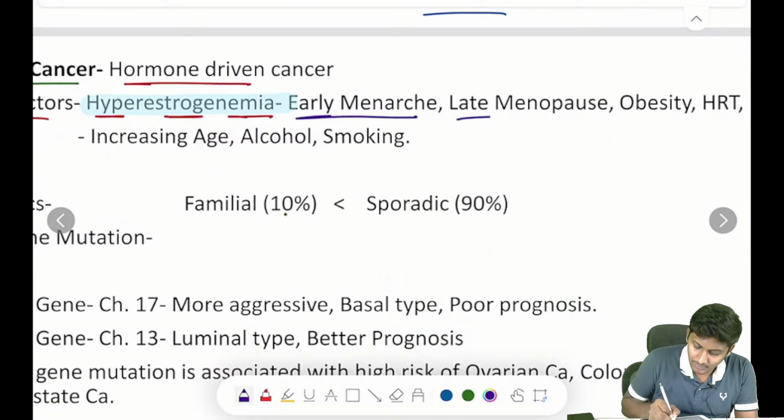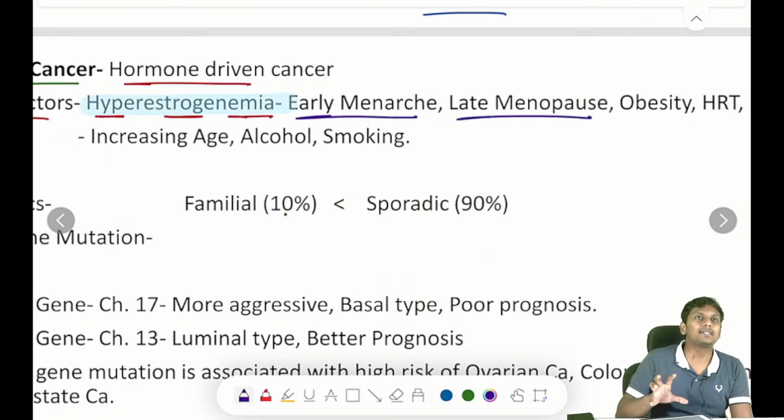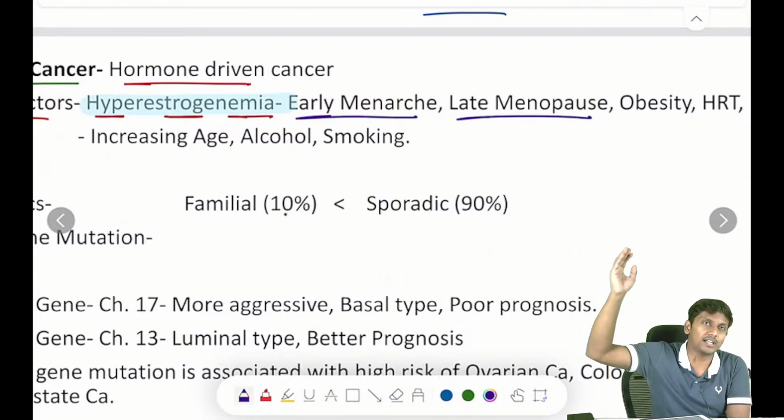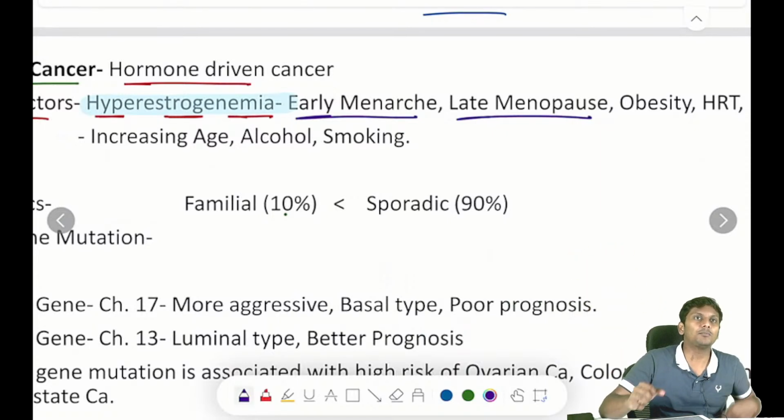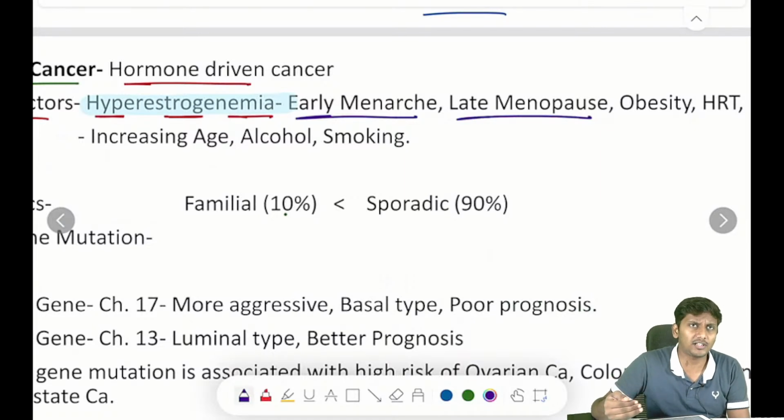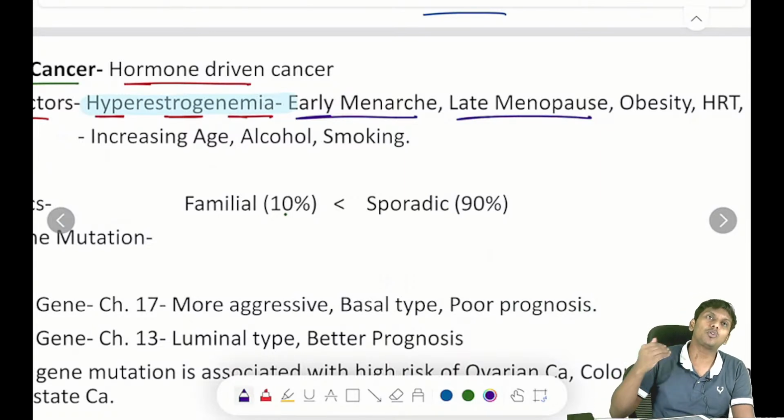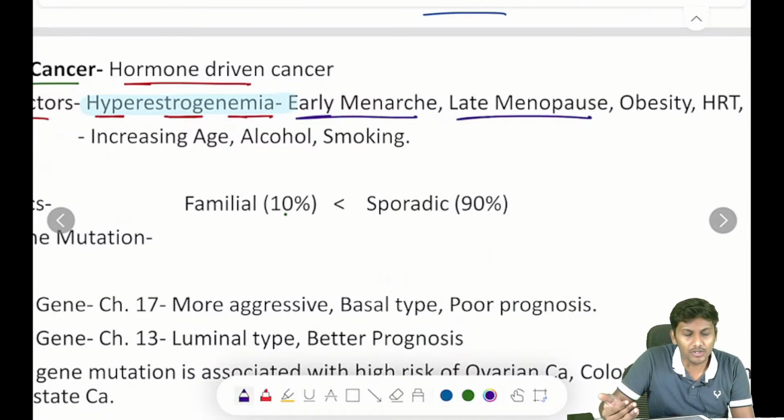Second important is late menopause. What is menopause? When the menses are going to stop. When menses stop, it is called menopause. Usually around 47 to 51 years of age they stop. But if a patient had menopause at around 57 years of age, now she had a very late menopause, definitely she had a longer reproductive lifespan. As she had a longer reproductive age group, definitely she had more number of menstrual cycles. Again the same logic applies. More number of menstrual cycles, more exposure to estrogen, high risk of breast cancer.